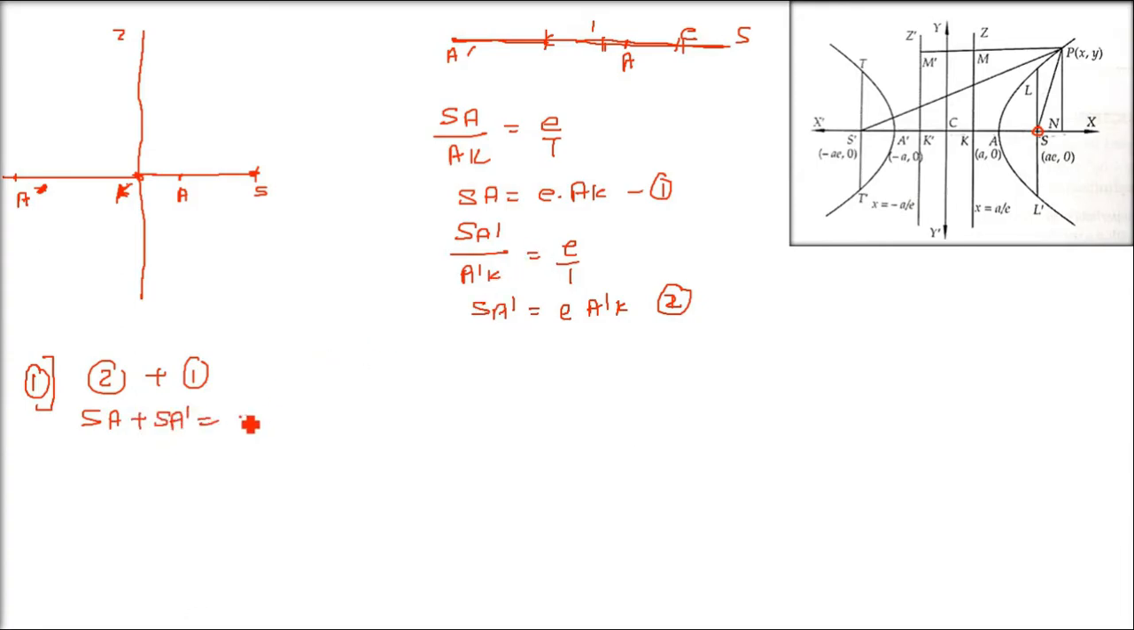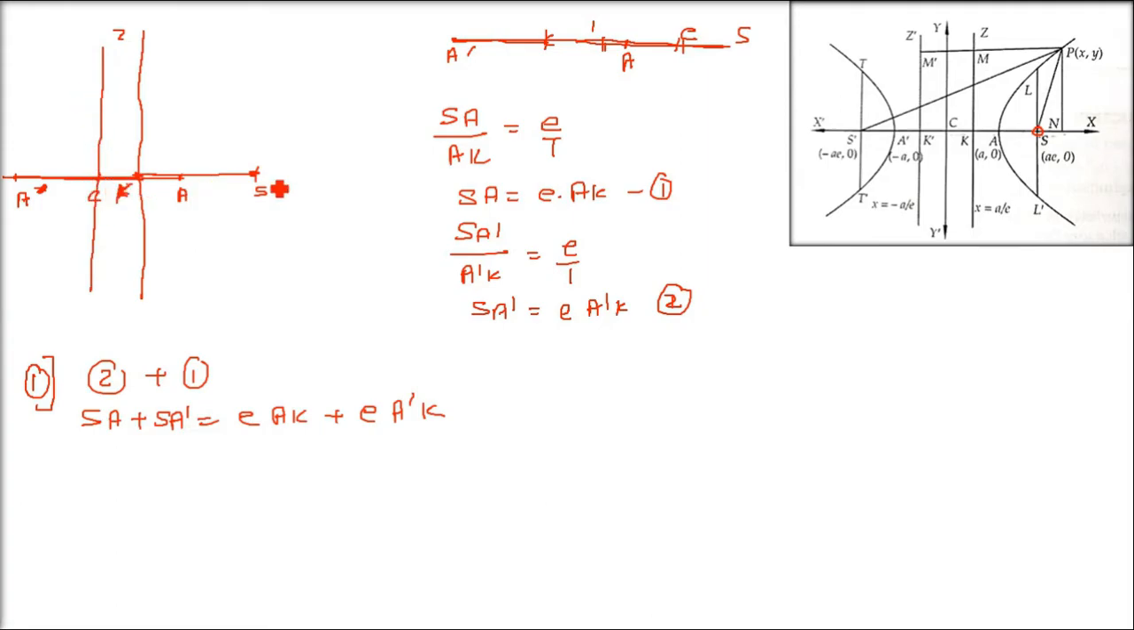SA plus SA dash equals, left hand side we are adding, now we are adding the right hand side, e(AK plus A dash K). Now take A and A dash. A is the point dividing internally, A dash is the point dividing externally. I will have a point C, which I'll take later as the origin (0, 0). Please remember, A and A dash are the two points we got internally and externally, and the center of these I am taking as C.